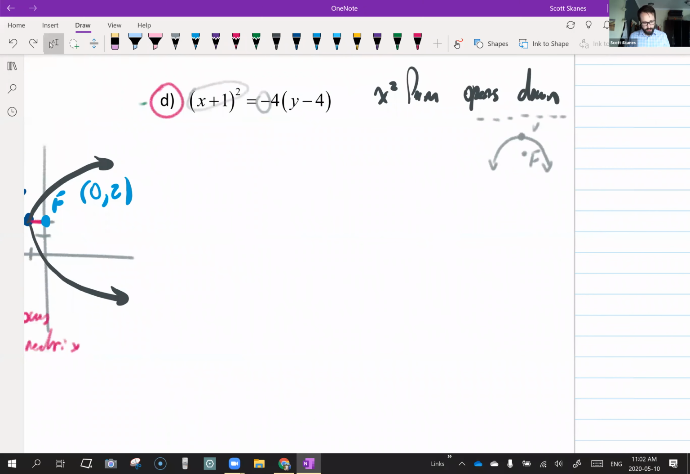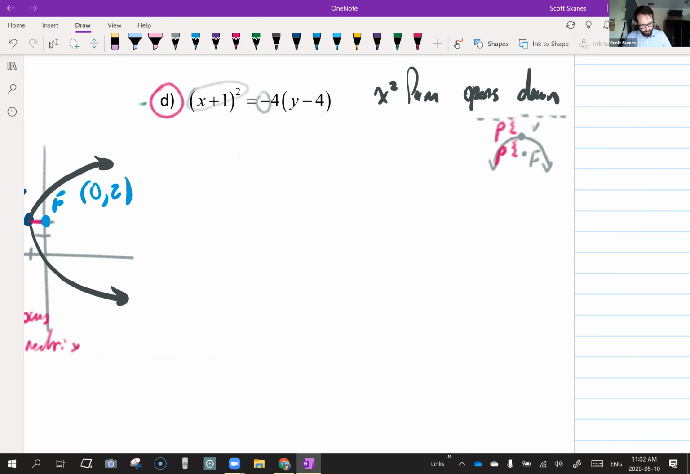Okay, so what I notice here is that in my final step, I'm going to have to use the p-value to affect the y values because the p is what tells you where to put the focus. Okay, but we'll get to that. So first things first, I know it's x squared for an opening down. Let's get the vertex.